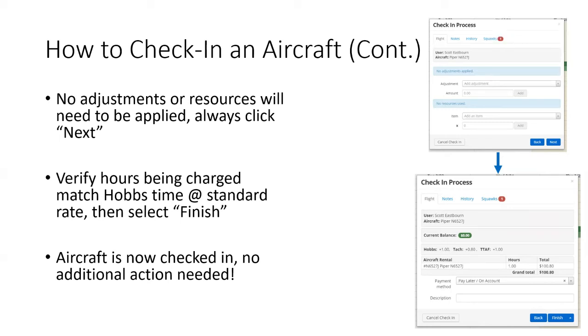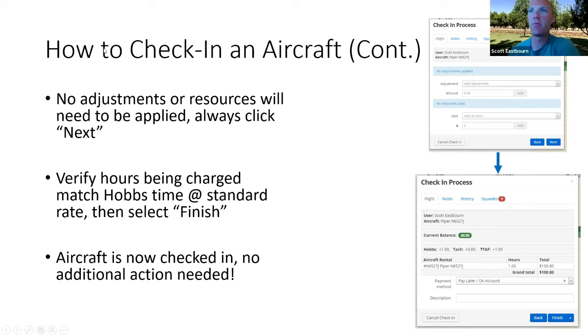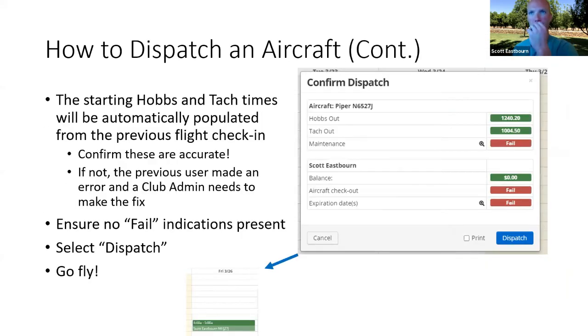Hey, Scott? Yep. On the squawks, is that going to show up on the calendar that there's squawks on the airplane, and are squawks available for anybody to see, or just the person that squawked it and then whoever's maintenance or admin? It should show up for everyone. So in the windows here, you can see there's the red circle with the 1 next to squawks. And that was because that was after I had put the tire pressure one on there.